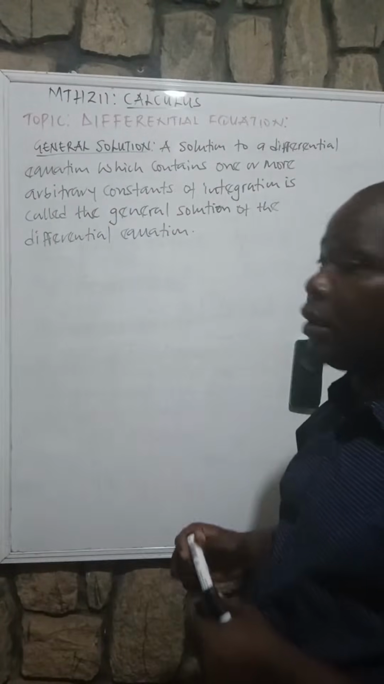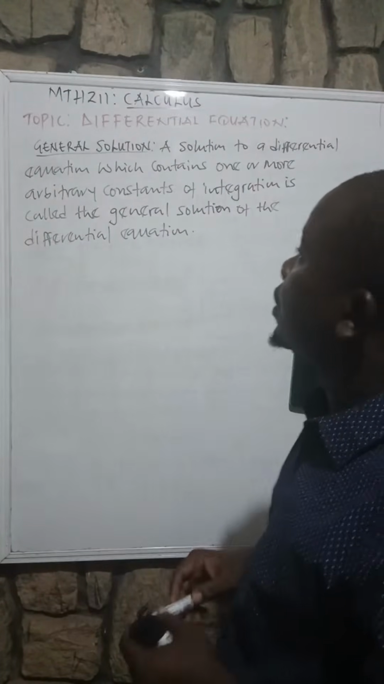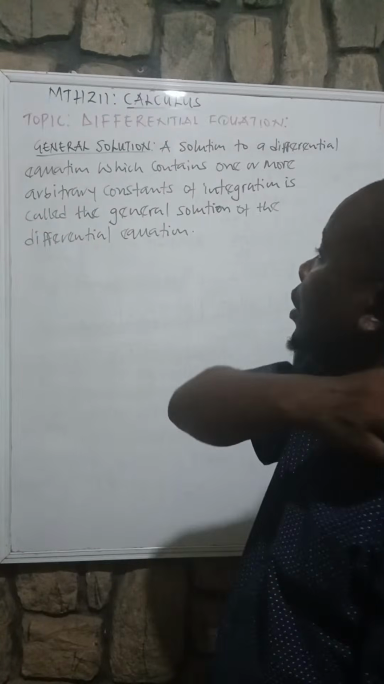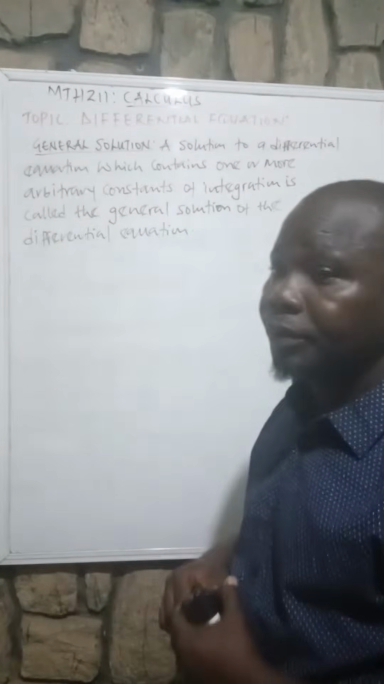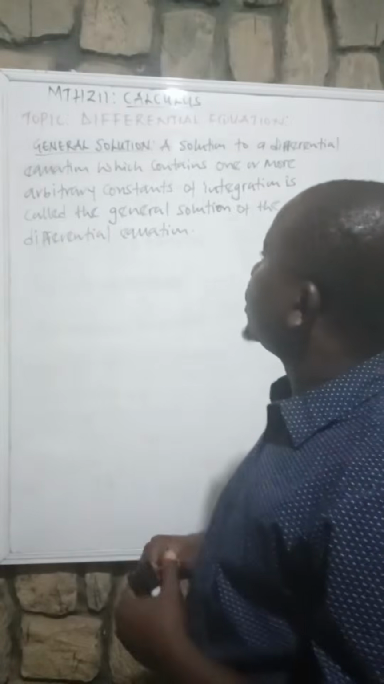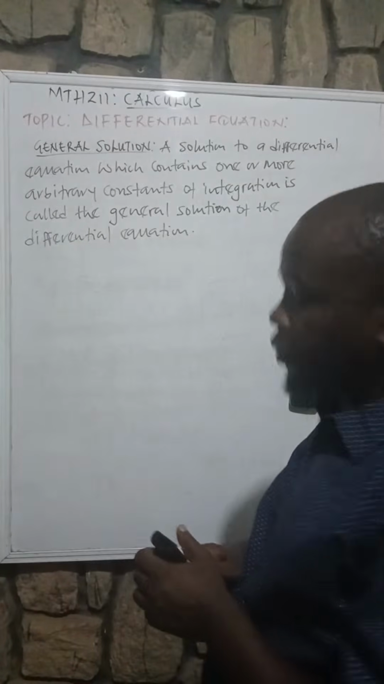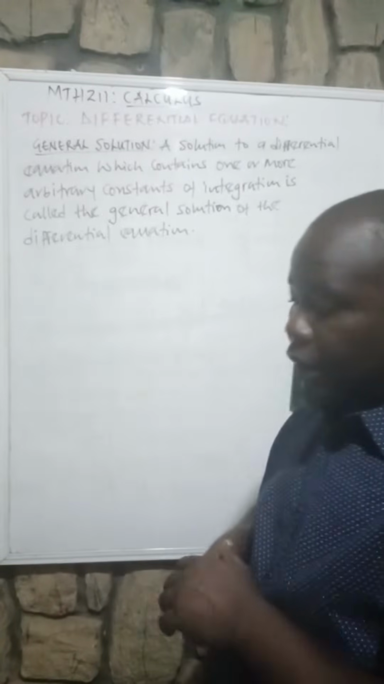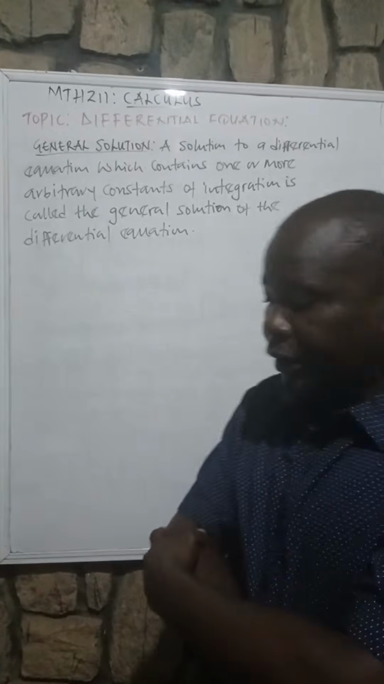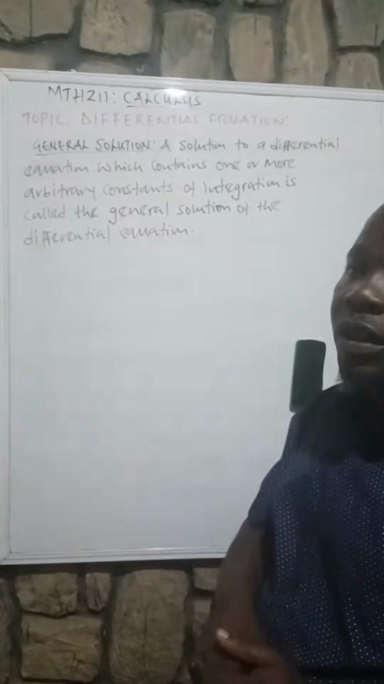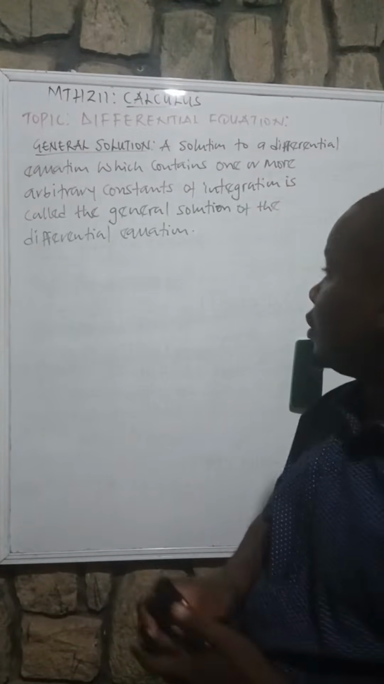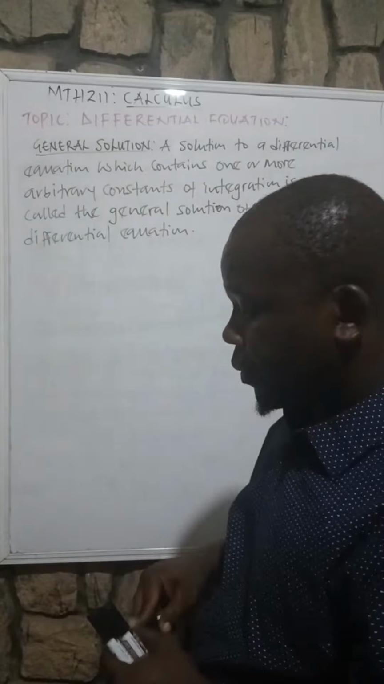So tonight we'll solve some examples. Are you following? We'll solve some examples tonight. That is first order differential equations using separation of variables. Is that clear? First order differential equation.